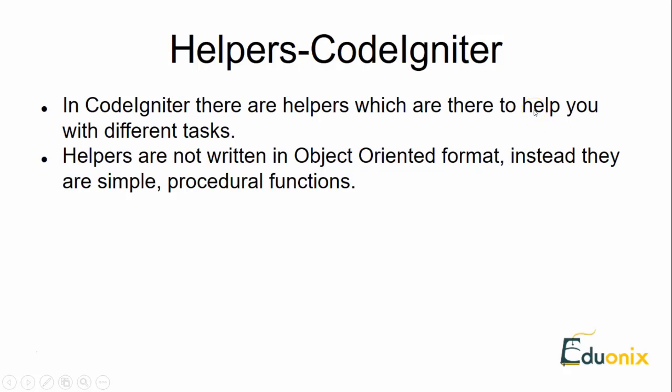As the name suggests, these are functions which are developed to help a user with various tasks available in it. So helpers are not written in object-oriented format. It is not complicated to access. It is simple and follows procedural functions. So every helper file is a collection of functions aiming to perform a particular role.